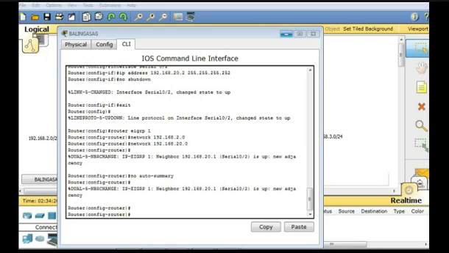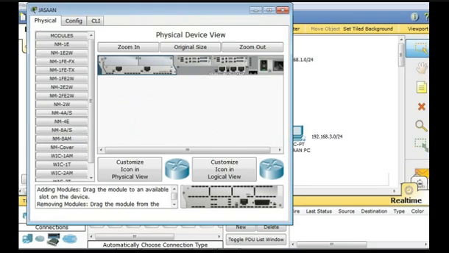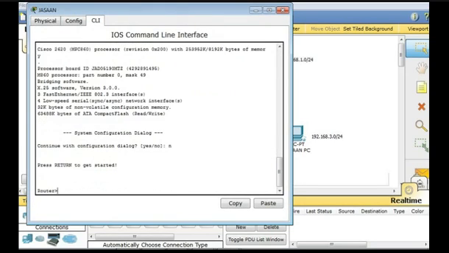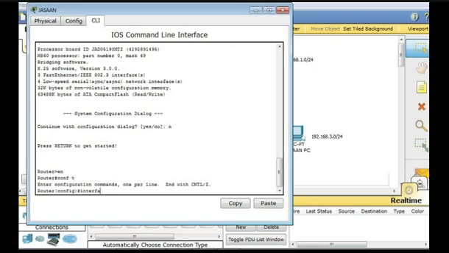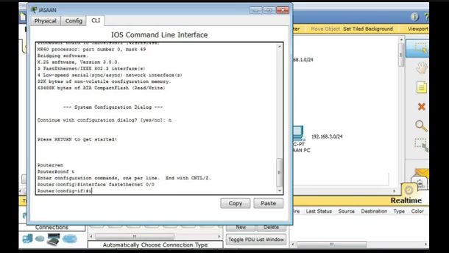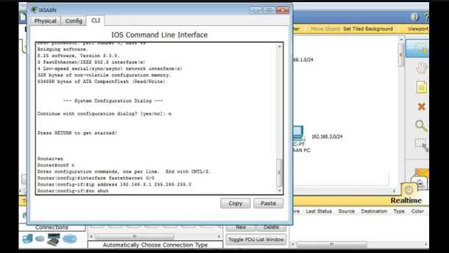And the last router that we need to configure is the Hasaan router. Okay, let's assign again the interface. Type interface FastEthernet 0/0. Then the IP address 192.168.3.1 and the subnet mask 255.255.255.0. Then no shutdown. Then exit.